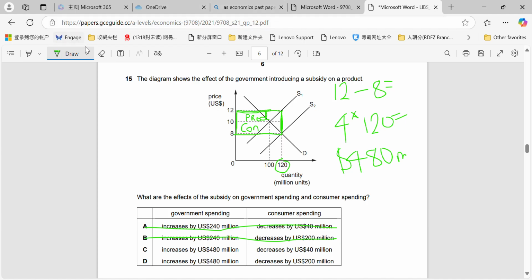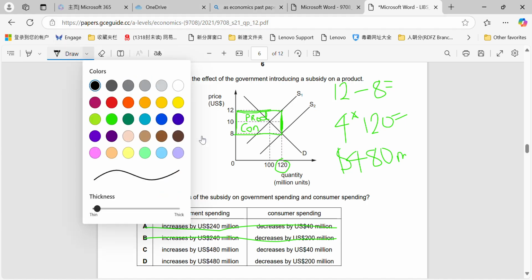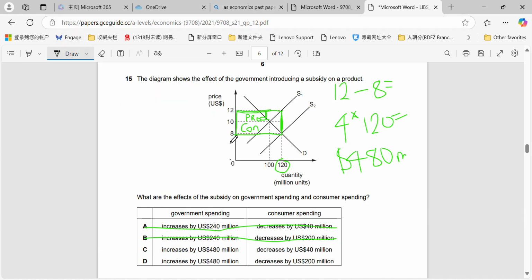The consumer spending is very simply price multiplied by quantity. So the consumer spending at the new level is 8 multiplied by 120, which gives us 960. And the previous spending was 10 multiplied by 100, which gives us 1,000. Okay, 1,000 is old, 960 is new, therefore we can see that their spending has decreased by 40 million.